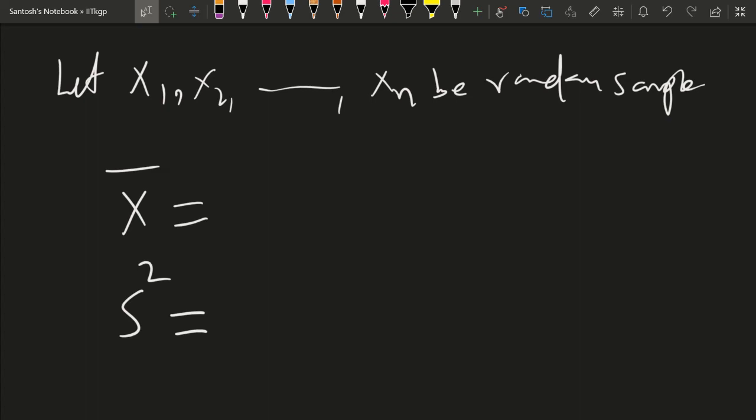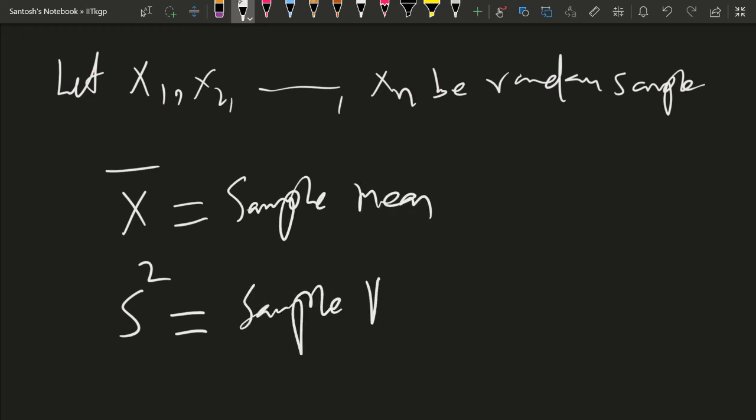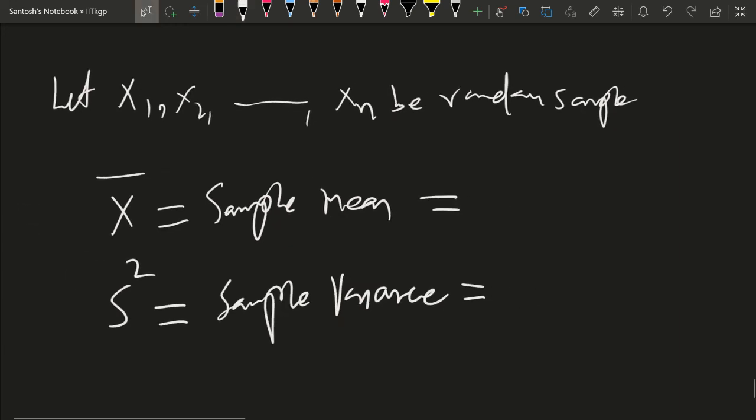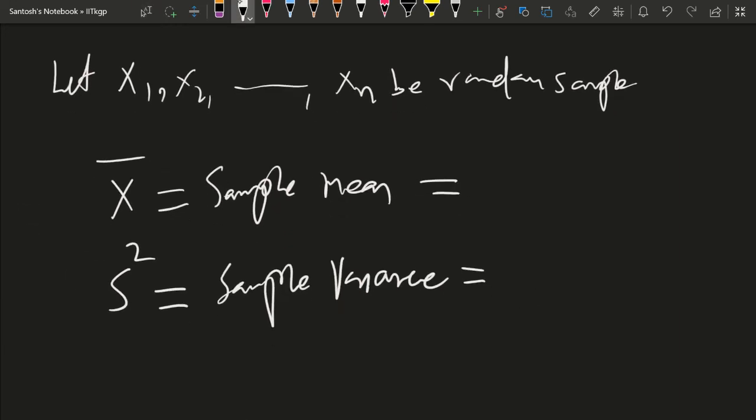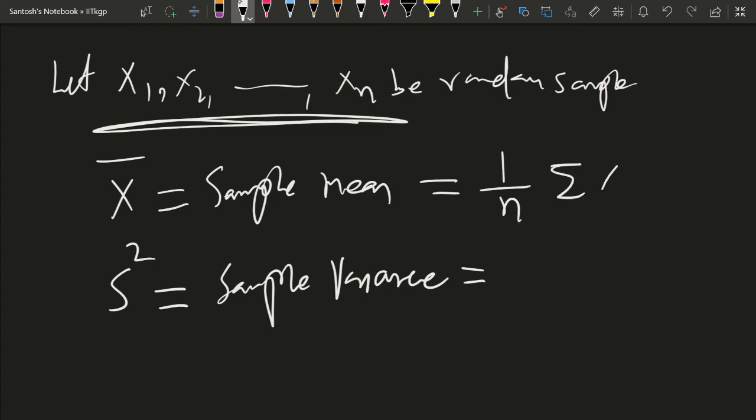Sir, X bar is the mean deviation and S square is the standard deviation. X bar is not mean deviation. X bar is the mean, the sample mean we call it, and S square we call the sample variance. My question to you is, what is the meaning of X bar in terms of X1, X2, ..., Xn? Average of the sum. Yes, this is X bar, 1 upon n summation Xi.